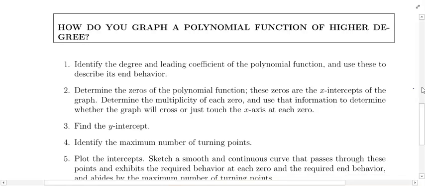All right, step 1. Identify the degree and leading coefficient of the polynomial function, and use these to describe its end behavior. Okay, so end behavior is a new word. Basically what end behavior is, and that's what we'll do on the next page, is how your function behaves as the x values get bigger and bigger and bigger, and as the x values get more and more and more negative. So what's happening at the endpoints of the function, essentially.